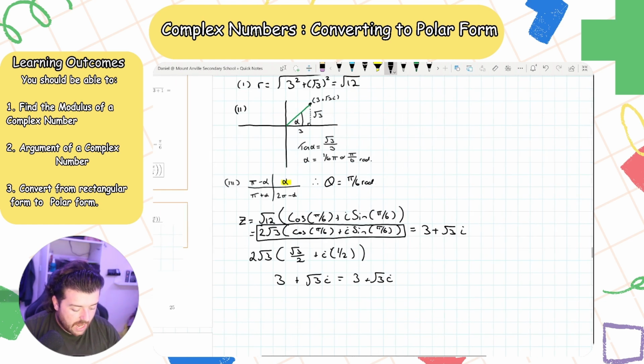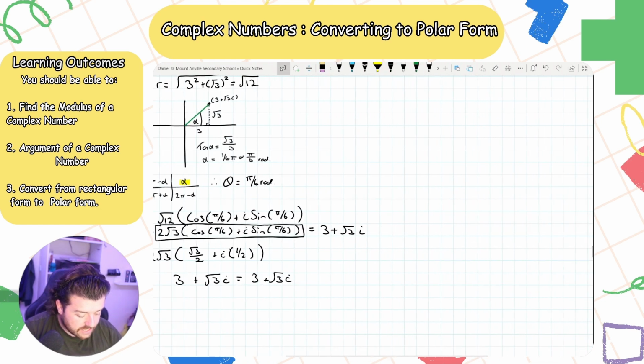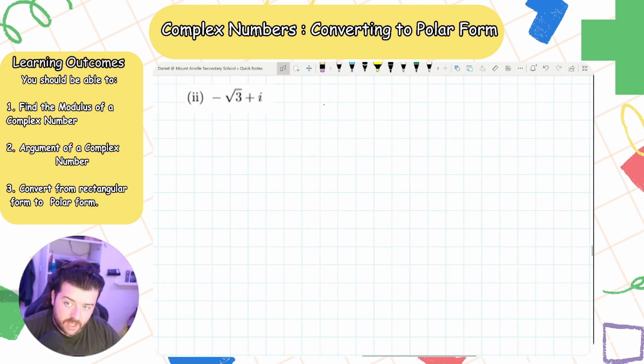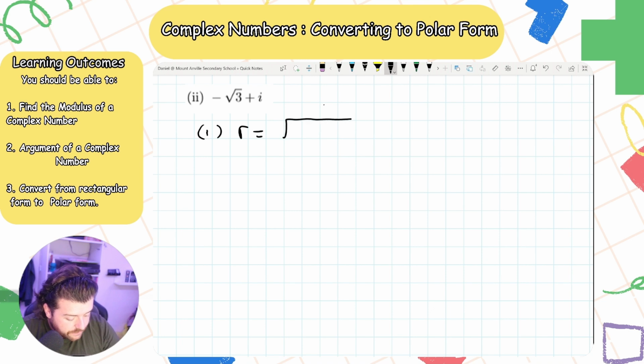Right. Let's just look at another example here. So we have this example here. What about minus root 3 plus i? Let's test this one out. So first step, get my modulus. That is going to be equal to the square root of minus root 3 squared plus 1 squared, which is equal to root 10. Then let's calculate my reference angle.